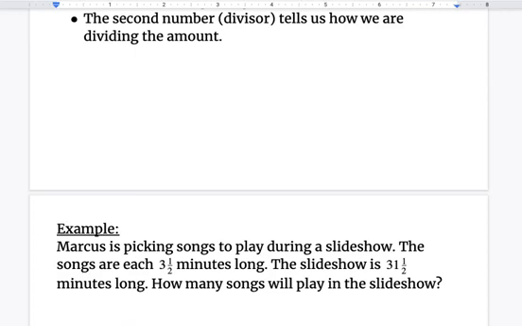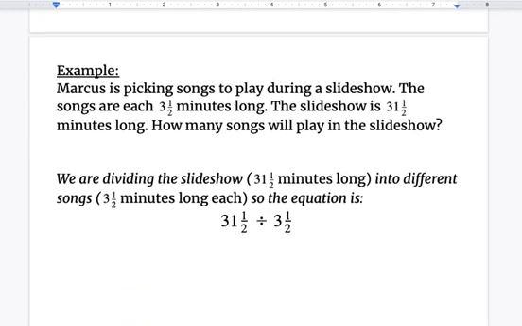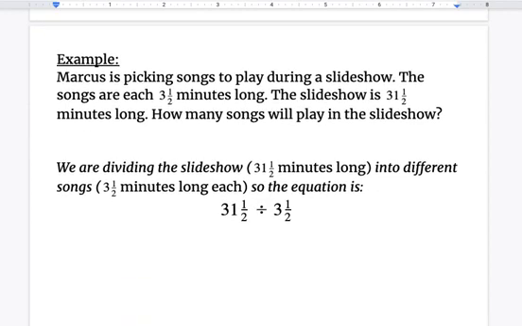Is it the songs that we're dividing into little pieces, or is it the slideshow that we're dividing into little pieces? If you said that it's the slideshow we're dividing into little pieces, you are correct. The slideshow is the entire presentation, and it's going to be divided into different songs that will be playing during the presentation. So your equation should be 31.5 divided by 3.5. The slideshow's duration, 31.5, is going to be divided into many different songs that are 3.5 minutes long.